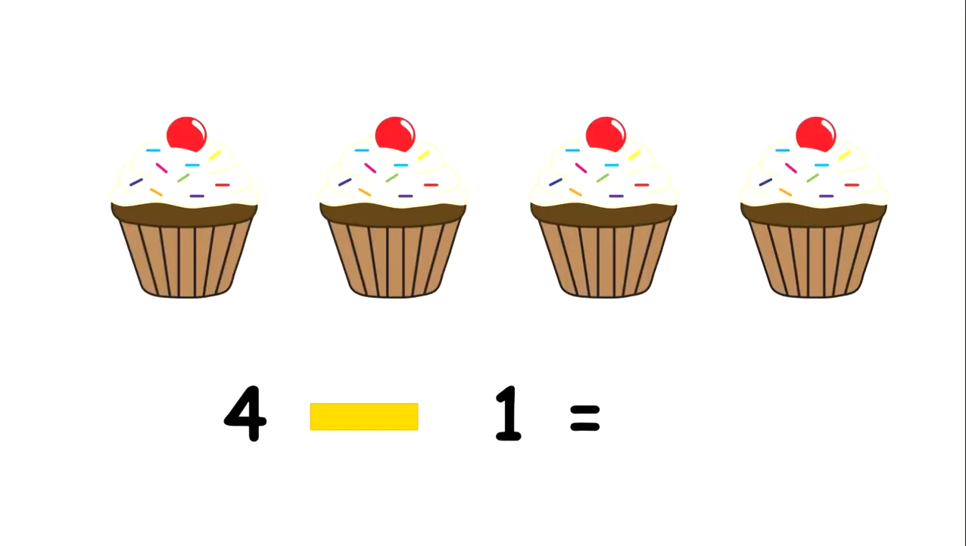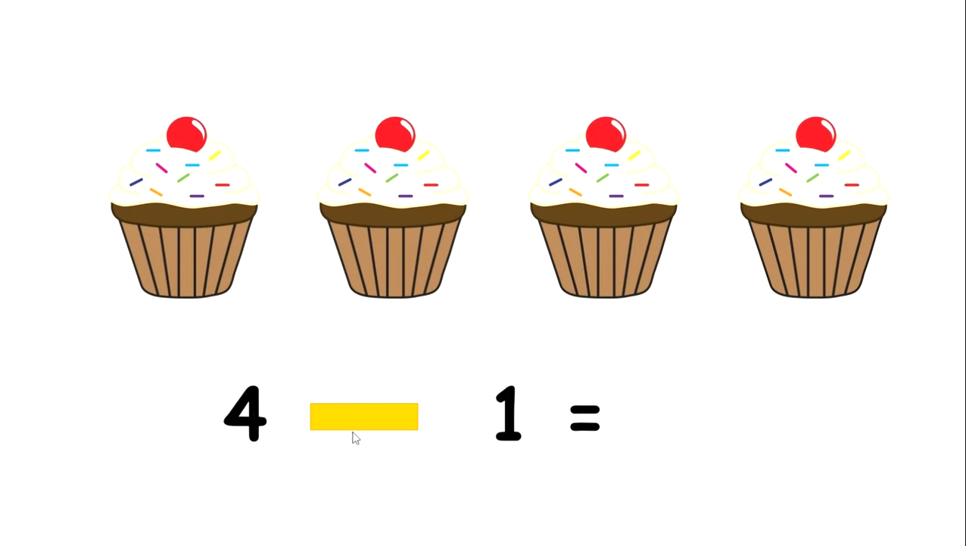Let's look at this other problem. Here, how many cupcakes do you see? 1, 2, 3, 4. We have 4 cupcakes. Let's read our subtraction sentence now. So it says 4 minus, we can also say minus.